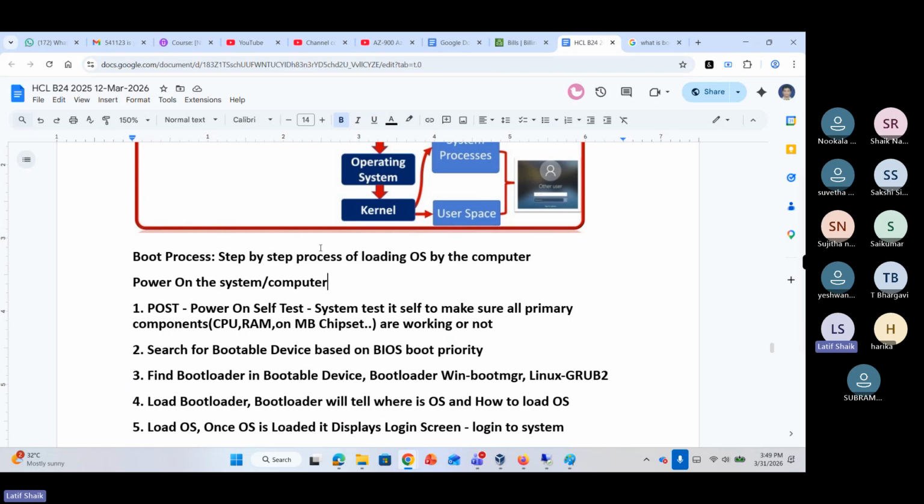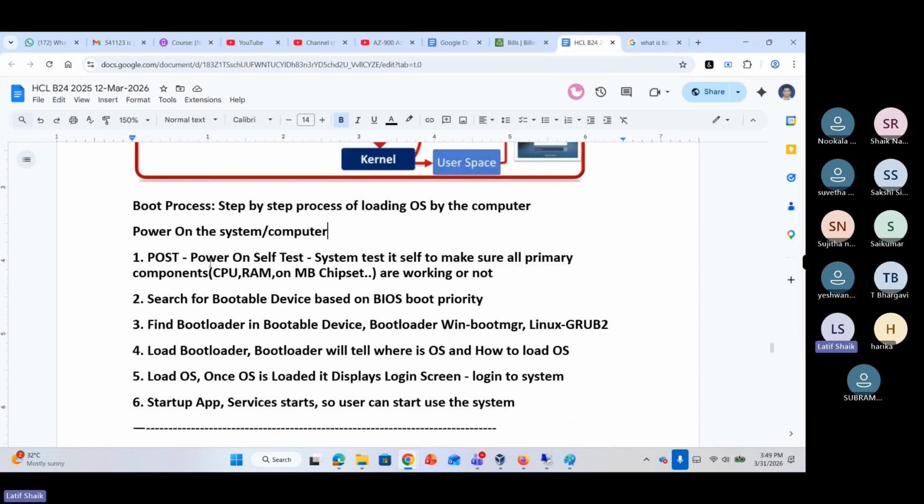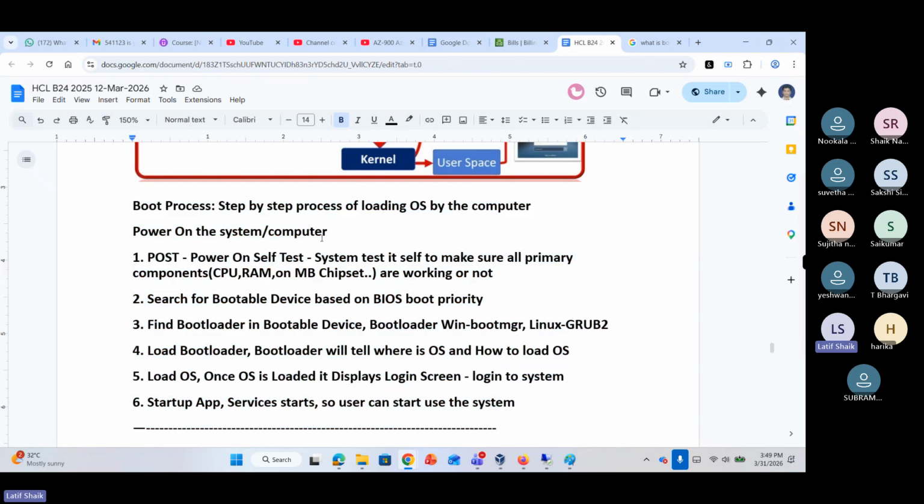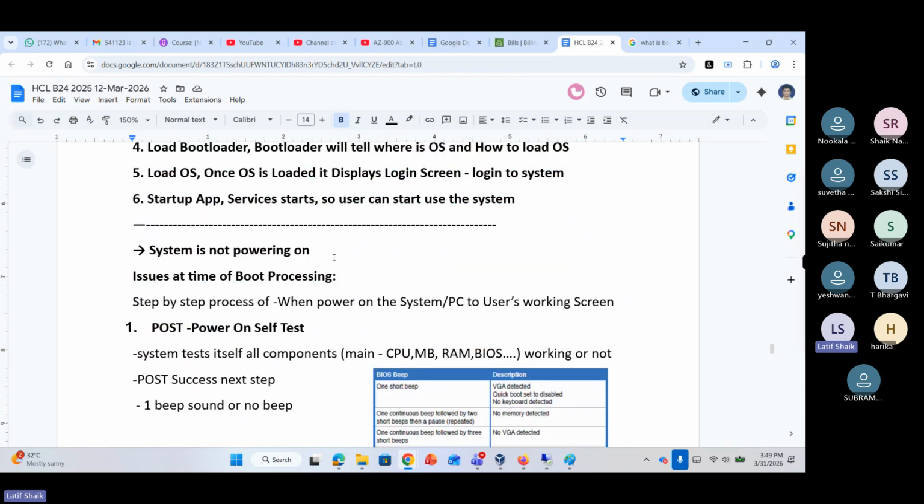Simple to remember. Practice these compulsorily, guys: boot process, BIOS, BIOS settings, CMOS battery, RAM and ROM differences. Boot process is another very important question in your technical interviews.